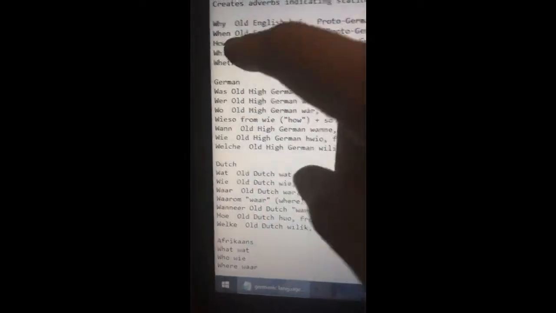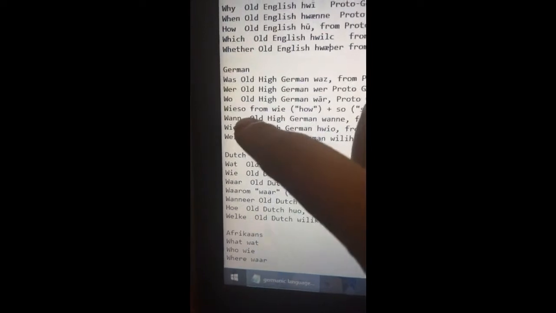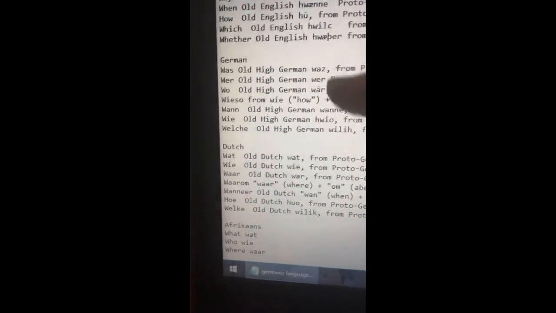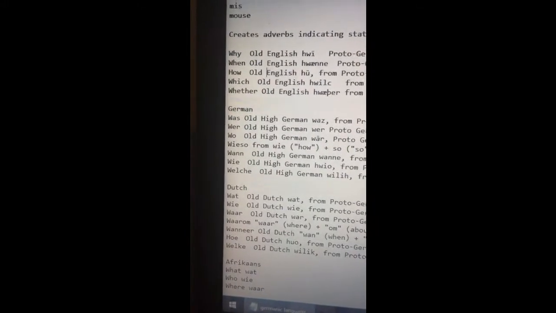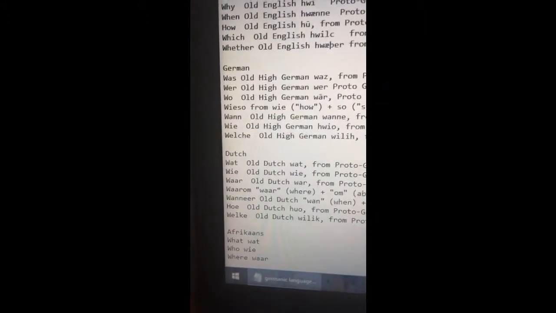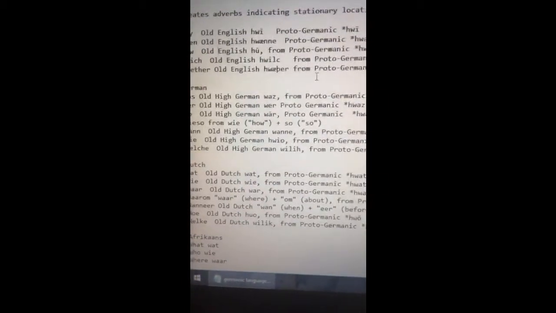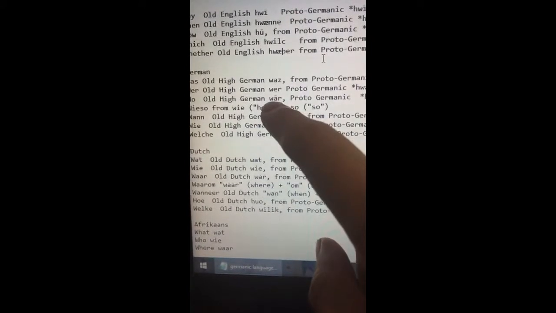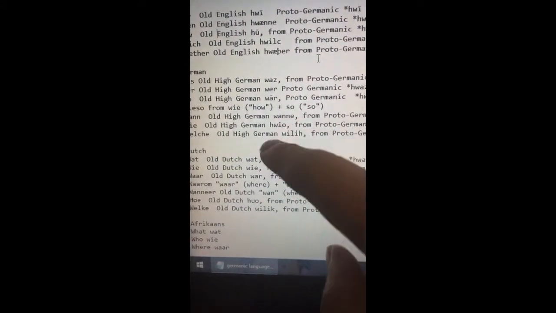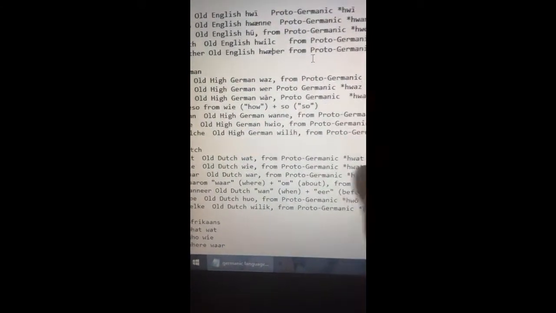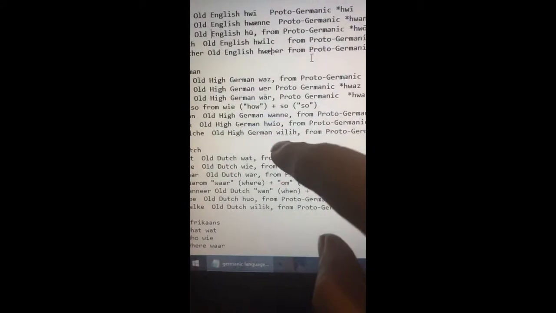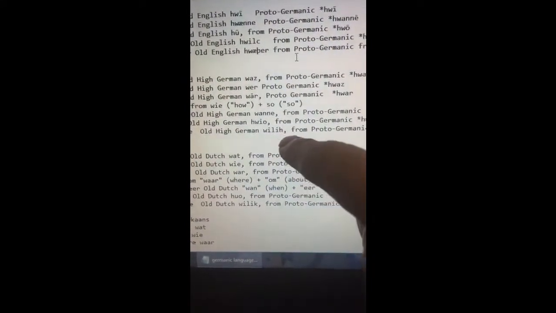And we can go through the other ones a bit faster now because I put most of the detail in the English ones. So the German question words are was, wer, wo, wieso, wann, wie, welche. So the interesting thing about English is that English has maintained the w sound. So in English we've got why, when, which, whether. But in all the others it's become a v sound. So was, wer, wo, wieso, wann, wie, welche. So you can see all the old forms here. Was, wer, war, wann, wie. So you can still see the hw because the form in Proto-Germanic had the hw. Welche comes from welīk, and that.